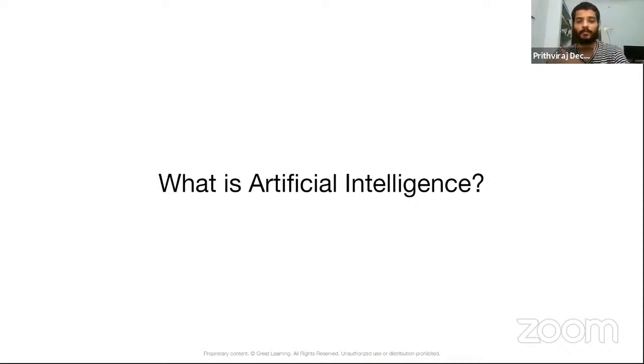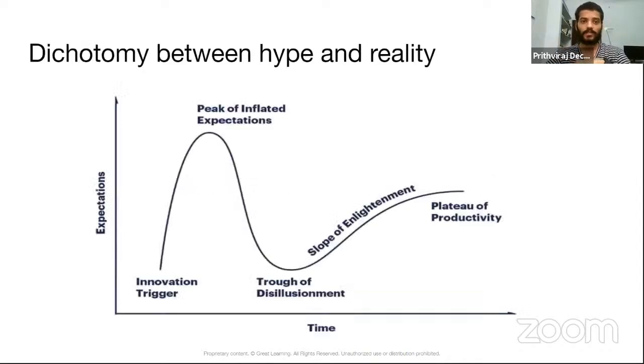The reason I bring this question up is because a lot of people have very inflated ideas about what artificial intelligence is, something like a very advanced robot like Jarvis or Ultron. But there is something called the dichotomy between hype and reality. Whenever there's a new technology like AI or any other innovative technology that grabs a lot of attention from people, people quickly start having very high, inflated, unrealistic expectations from that technology.